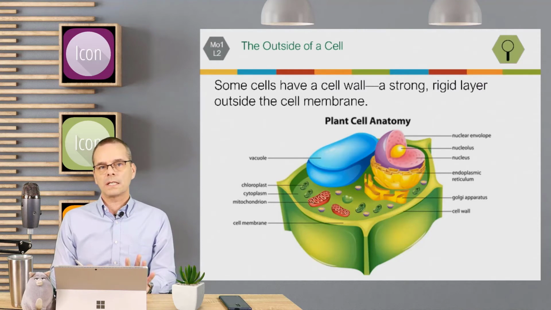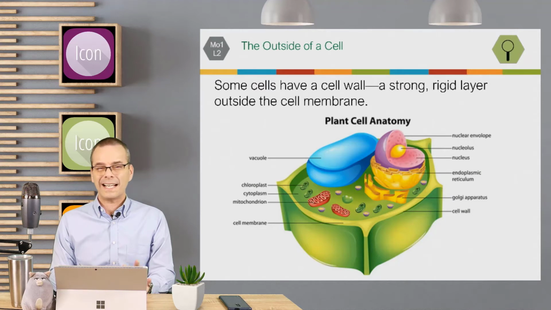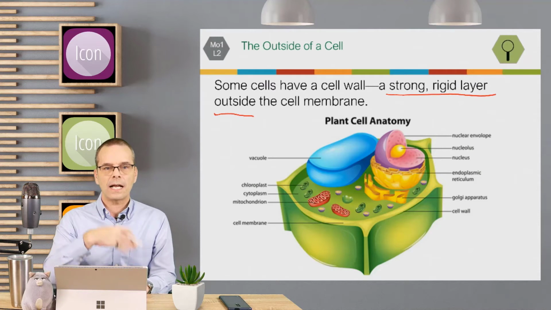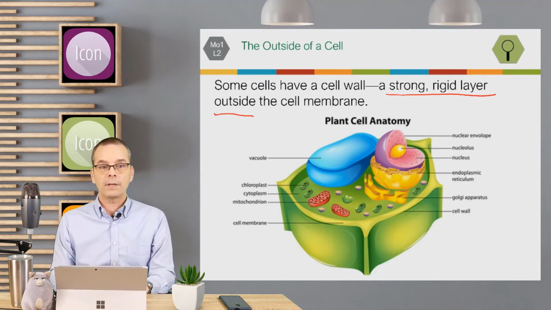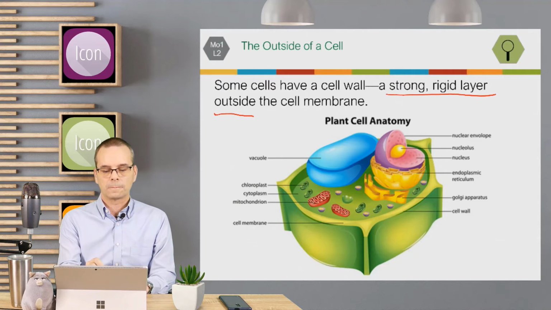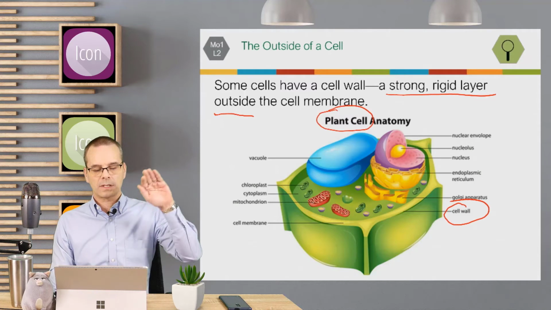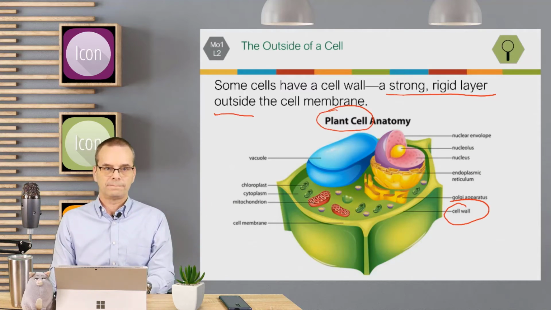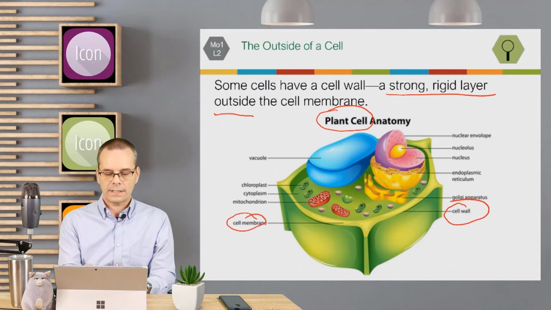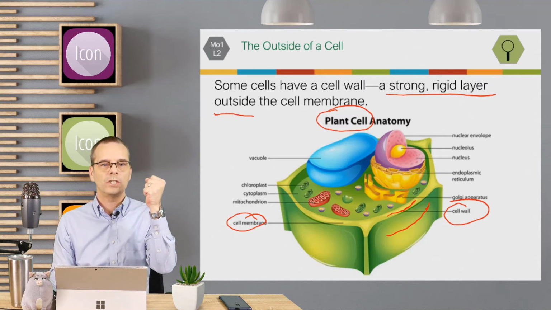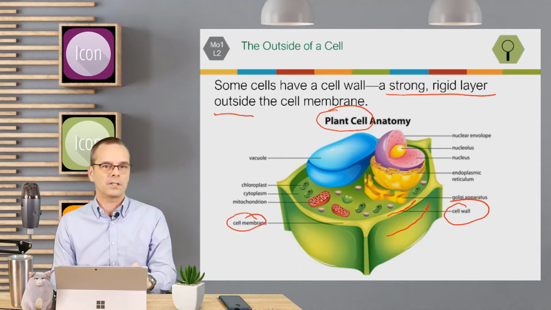So some cells also have cell walls. A cell wall is kind of like a cell membrane, but it is a strong, rigid layer outside of the membrane. It's typically found on plant cells. So you will have the cell wall outside of the cell membrane. You can see here's the membrane on the inside, and then the cell wall wraps around it to protect it. And it's much more rigid. That means it's hard. It doesn't bend as much.